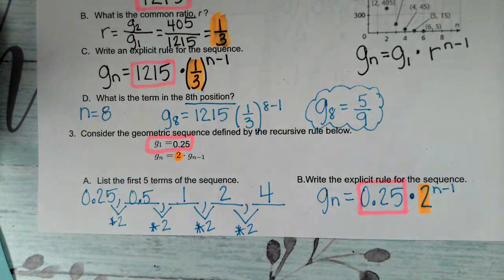So now I have successfully completed this lesson. Hopefully now you can write an explicit rule for a geometric sequence.